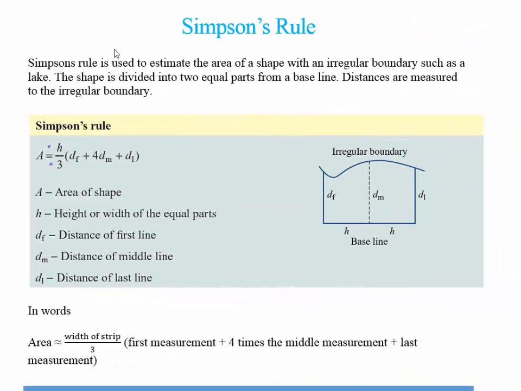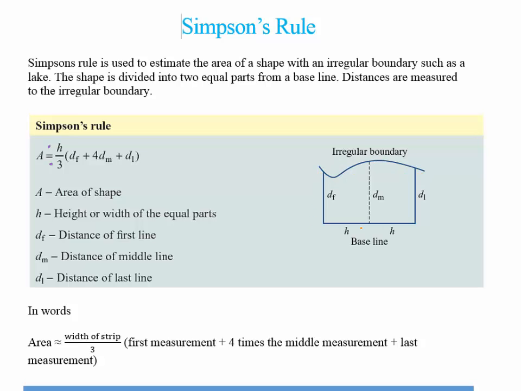So what we're going to be looking at today is something new called Simpson's rule. Now Simpson's rule is used to estimate the area of a shape with an irregular boundary such as a lake. So what we've been looking at so far is just our regular shapes which will appear on our formula sheet. And now we're going to have some kind of shape which has an irregular boundary.